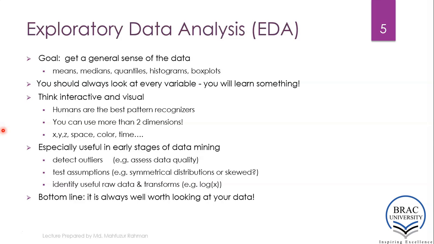Now, humans are the best pattern recognizers. That's obvious. They can identify how the shape is going, or how the data turns out to be. So this EDA can help us see whether a data set is positively skewed, negatively skewed, symmetric, or any other shape, also in terms of bigness. And the next one, we can say that the data may have 2 dimensions, or more than 2 dimensions, like 3 dimensions, if the data set has space, color, and time, etc.